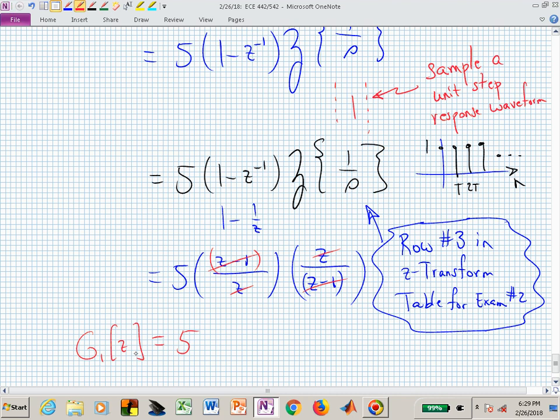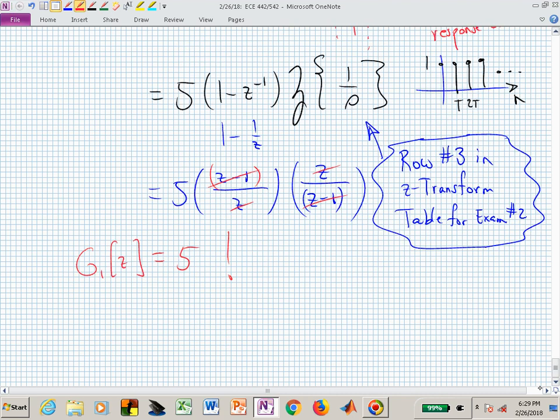what was the zero order hold equivalent of a pure gain 5? We got 5 back. That seems to make sense, doesn't it? So now our discrete transfer function, when we started with an analog transfer function that was just a constant 5, our zero order hold equivalent is consistent. It's just 5. So this seems to make sense.